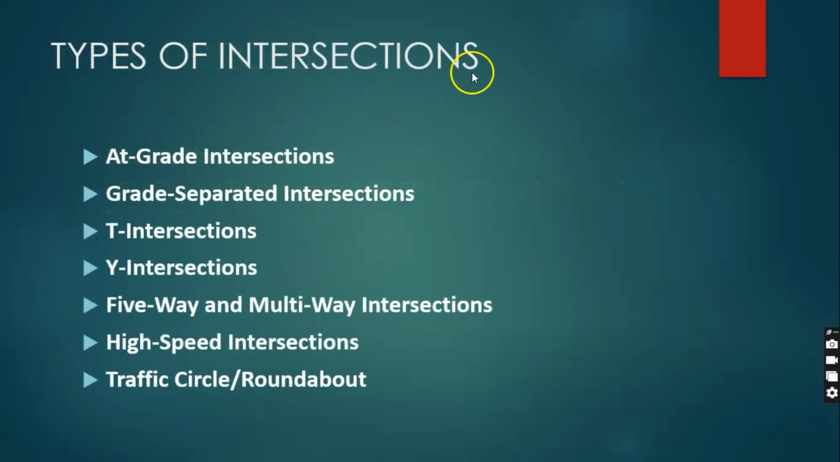So these are some types of intersections we have in a road network. We have what we call the at-grade intersection. We have the grade separated intersections. We have T intersection, Y intersection, five ways and multi-way intersections, high-speed intersections, traffic circle, or roundabout. So we're going to be looking at the first one, which is the at-grade intersection.